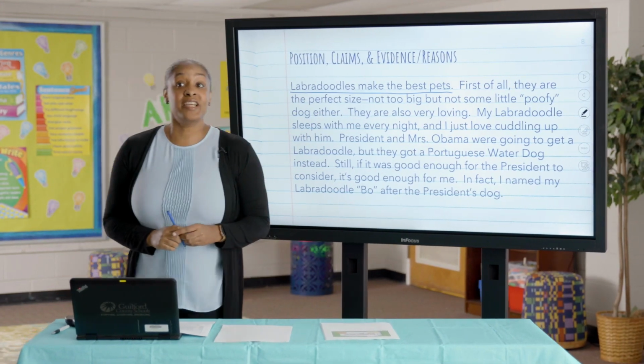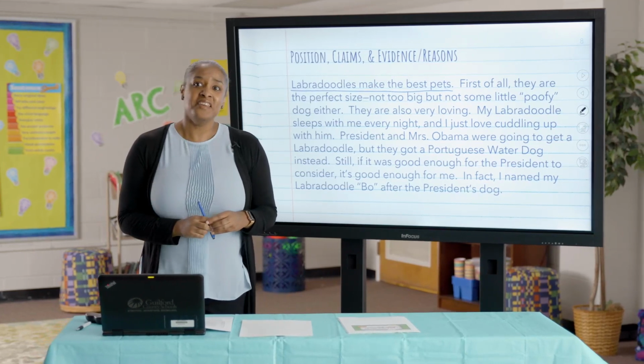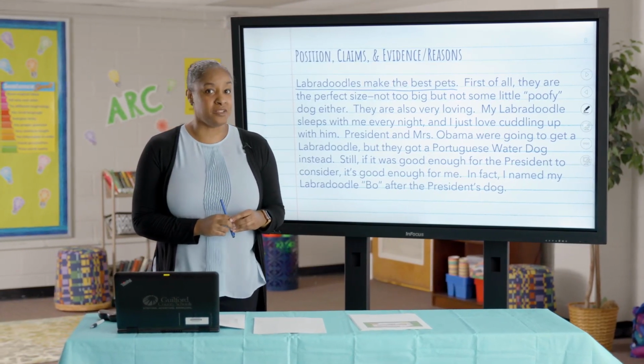Now we can all agree that this very first sentence, Labradoodles make the best pets, sounds like a personal opinion. Wouldn't you agree?